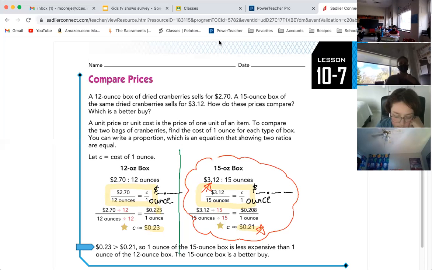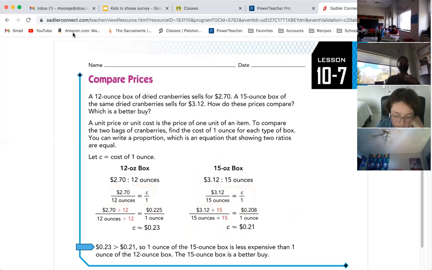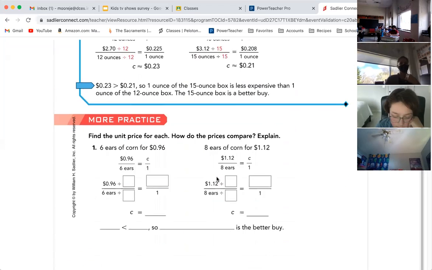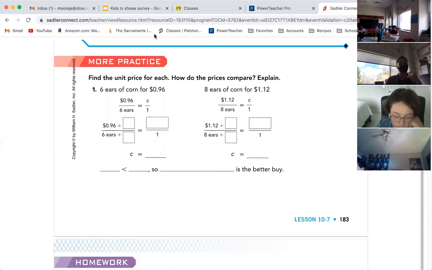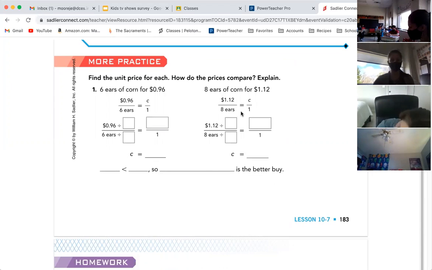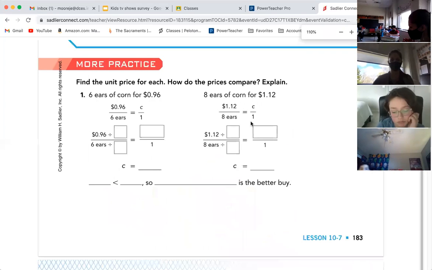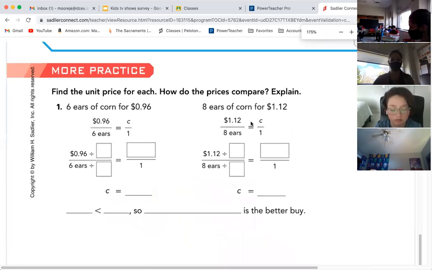All right, let's scoot down to the bottom here. And it looks like we're comparing another price point here between 6 ears of corn and 8 ears of corn. I'm going to try to zoom in a little bit. Is that better? Easier to see?